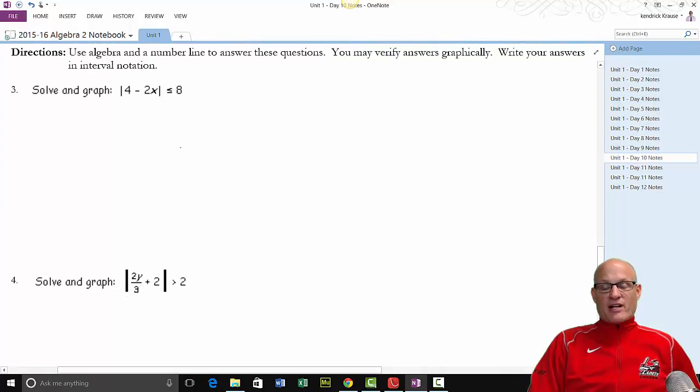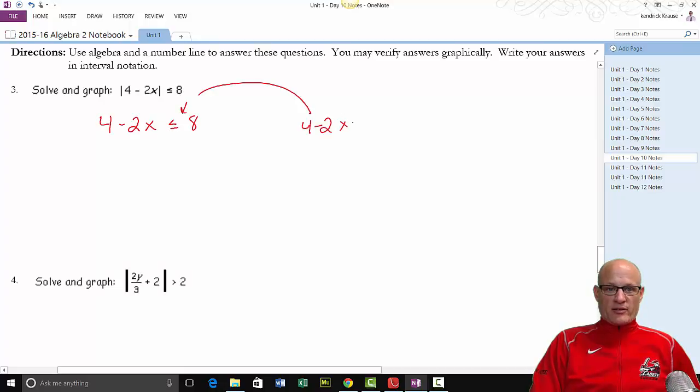All right, more examples. Now I'm not going to get through all these in class, so if you would like, you can do them all on your own. When you use algebra, we're going to solve them, and then we're going to graph it on the number line. So we're going to write our answer and then graph it on the number line. So 4 minus 2x is less than or equal to 8, or 4 minus 2x is greater than or equal to negative 8.